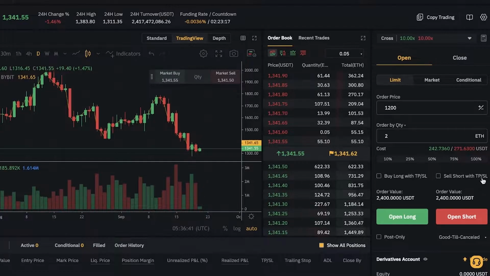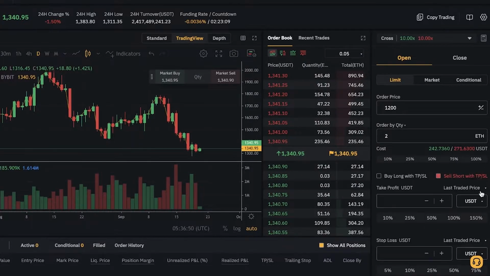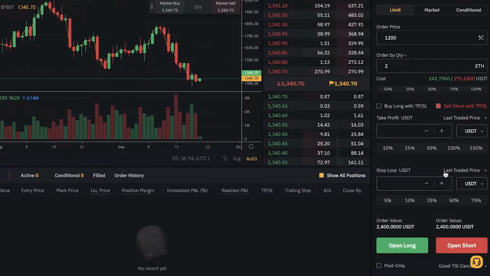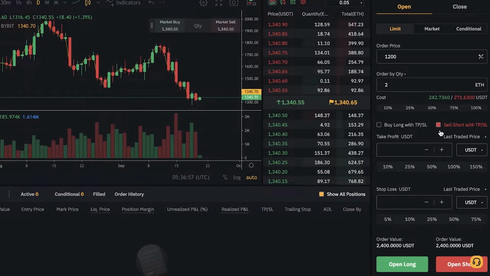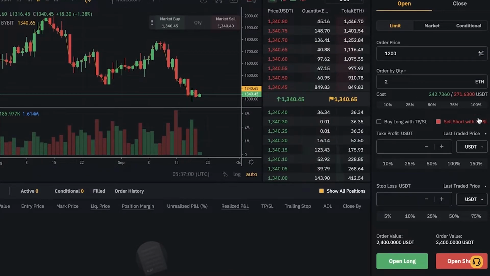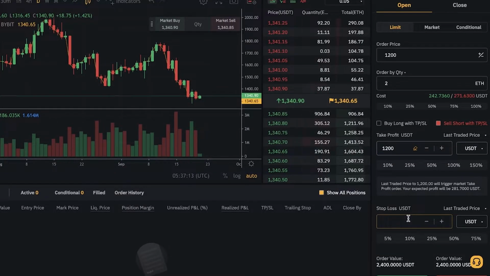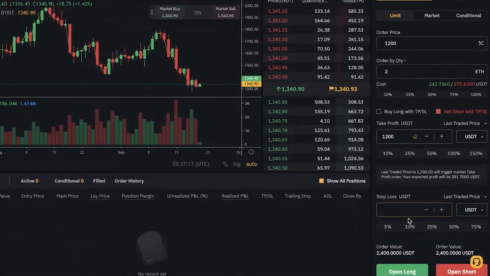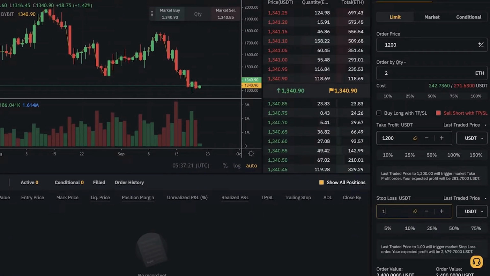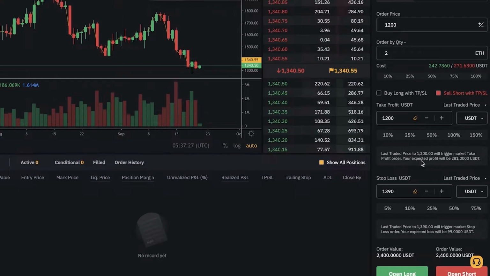You can check these marks called take profit, stop loss. What this basically means is that if your trade is not going as predicted, you can choose to take profit and stop loss at a certain percent. Let's say I want to sell short because obviously I'm expecting the price to go down, and I will sell short with the take profit and stop loss. I want to take my profit as soon as the price goes down to 1200, and I want to stop loss as soon as the price hits 1390. Now you can see this is going to be the trigger price, and as soon as the trigger price is hit, the trade will begin.